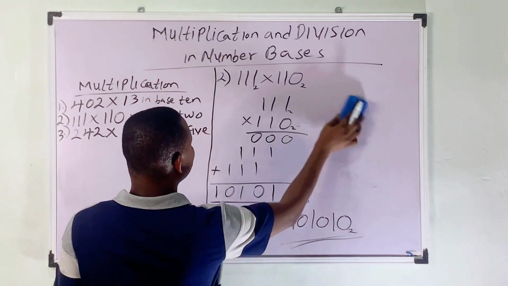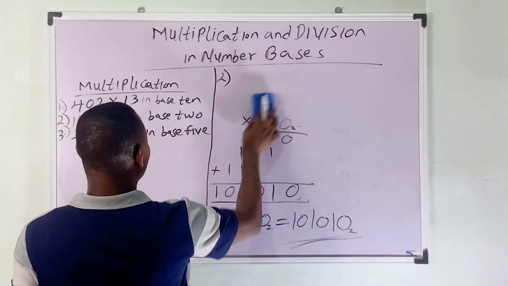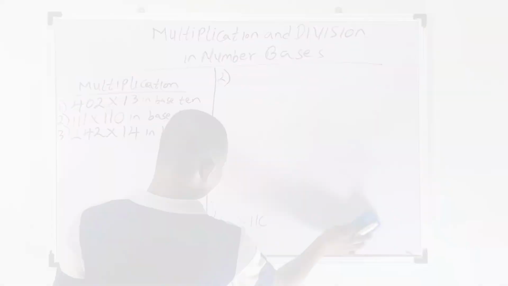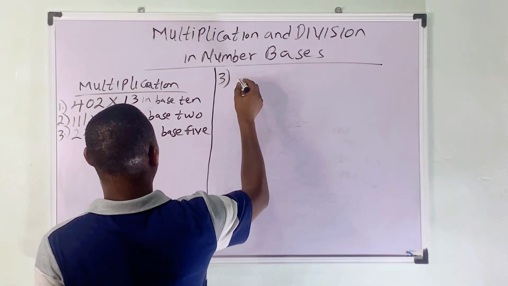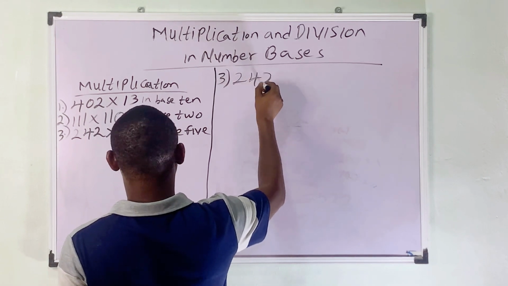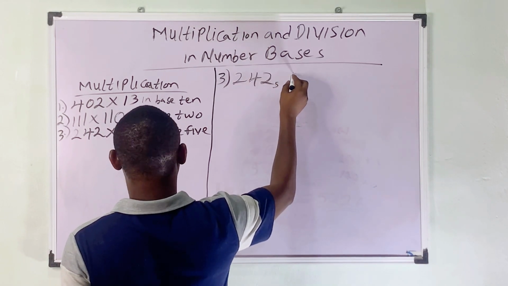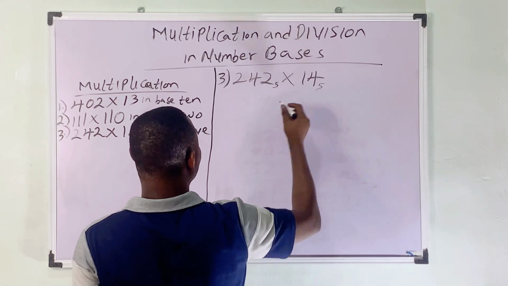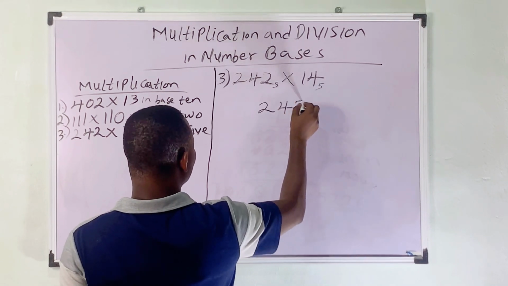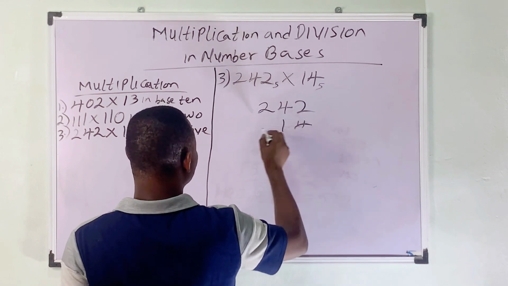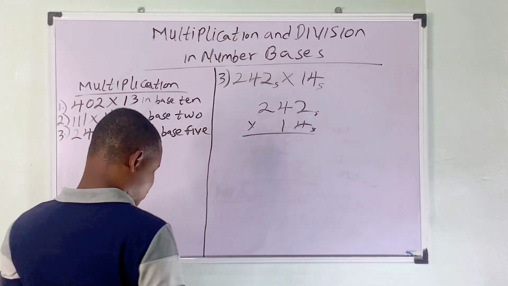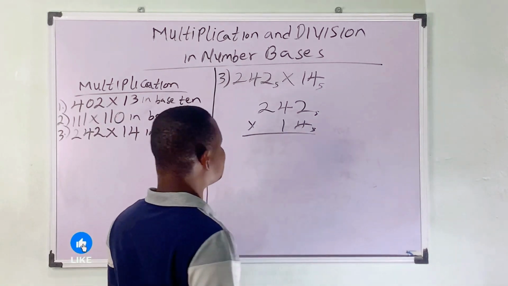So let's go to the third example, which is in base 5. 242 in base 5 times 14 in base 5. We have 242, we have 14, all in base 5. Now pay attention to this.